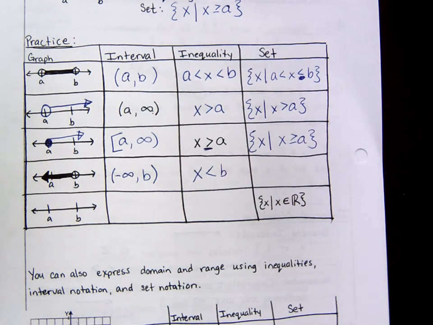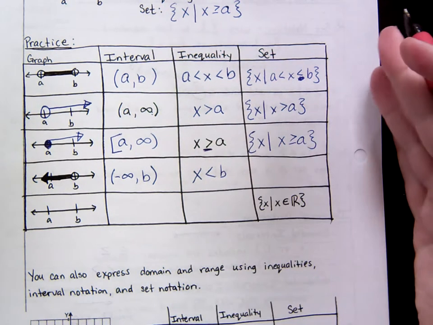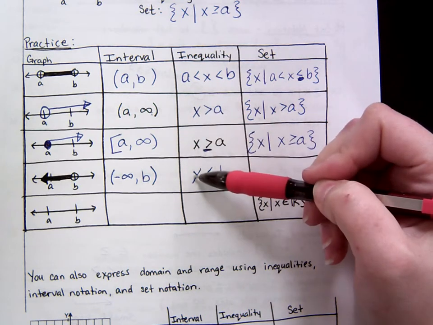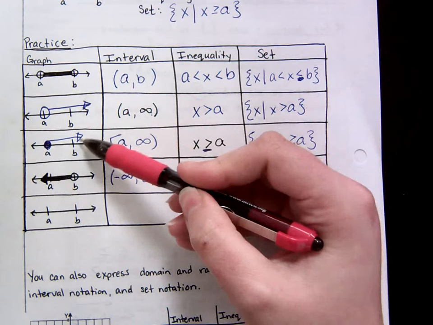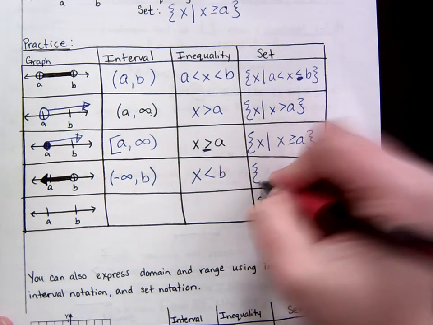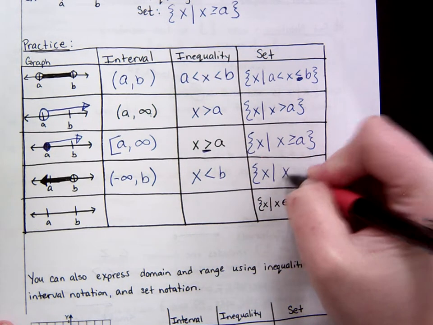Here's a little tip. If it's unbound on one side, and you start the inequality with your x or your y or whatever variable it is, your inequality symbol points in the same direction as your number line. Okay. So continuing on to the set notation, this would be the set of x such that x is less than b.